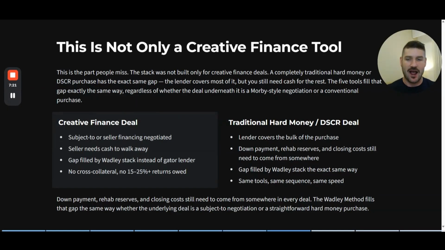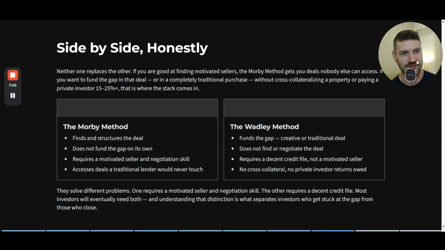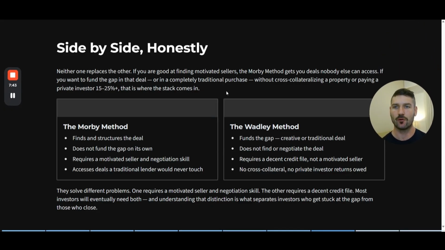Down payment, rehab reserves, and closing costs still need to come from somewhere in every single deal, whether that's your back pocket or trying to do a seller carryback. The Wadley method fills that gap the same way, whether the underlying deal is subject-to negotiation or a straightforward hard money purchase. So side by side, honestly, neither one replaces the other.